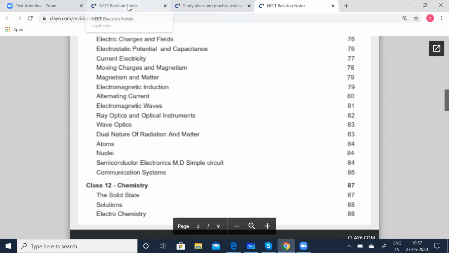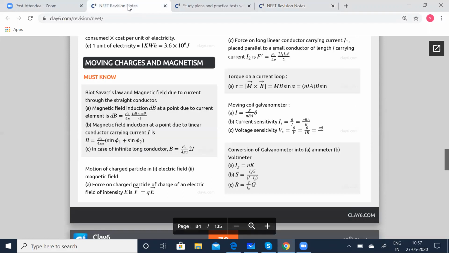So quickly let us go through the important concepts related to moving charges and magnetism. Biot-Savart law and magnetic field due to current through the straight conductor. This is a very important law in moving charges and magnetism.